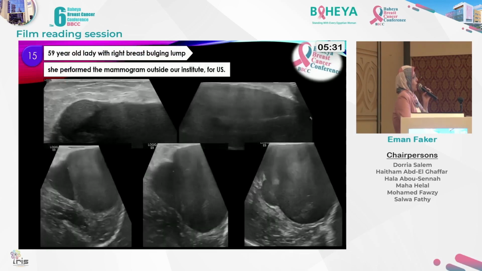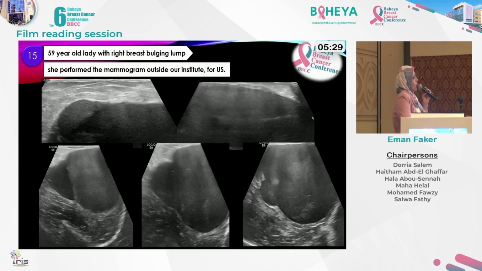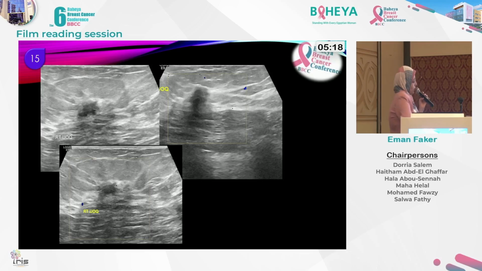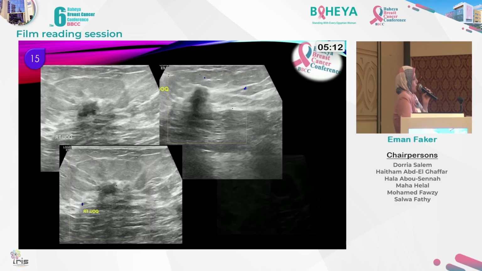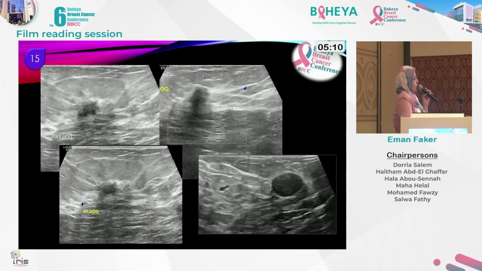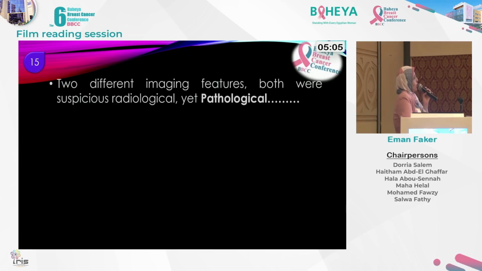This is a 59-year-old lady with a right breast bulging lump. We can see this large lesion. Actually, it's a complex lesion. We can see here a soft tissue shadow. On the same side, we find these lesions, and these are irregular, ill-defined, hypoechoic, suspicious lesions, actually. And there was another lesion, but this is an oval, well-defined lesion. Again, two different imaging features, but both this time are suspicious.